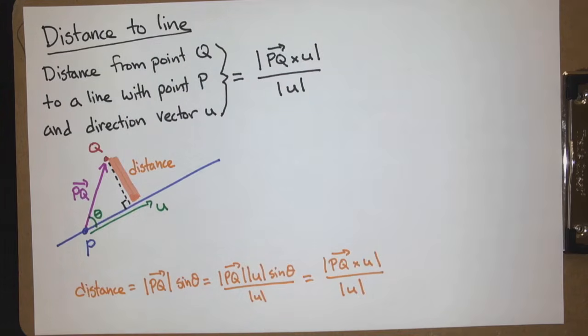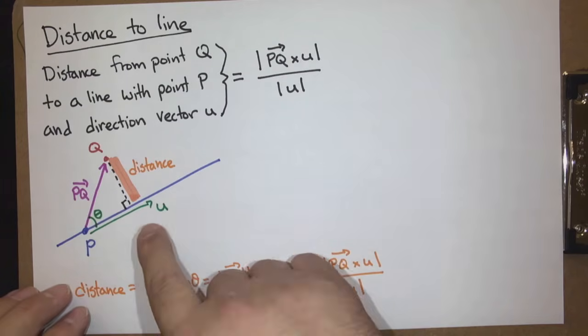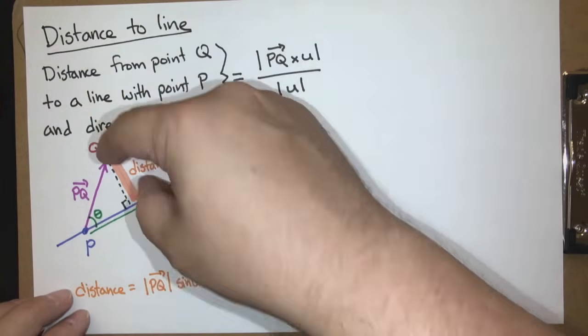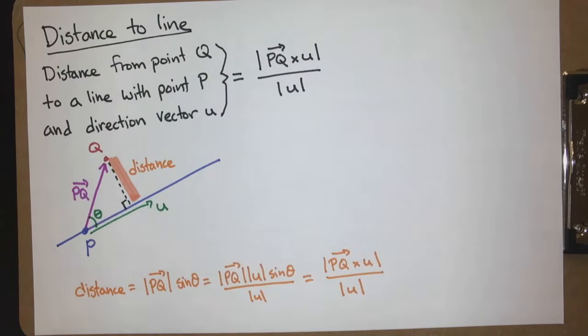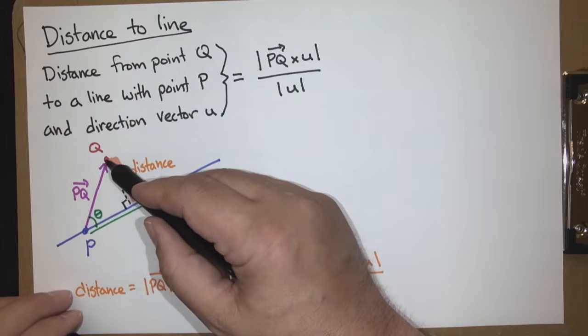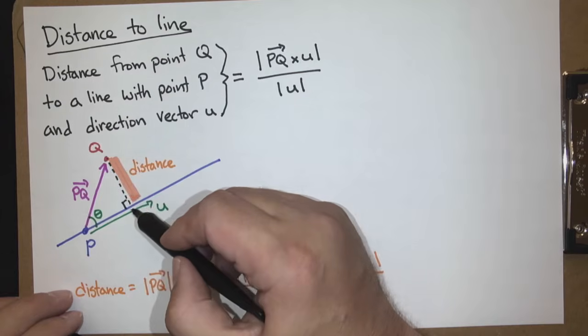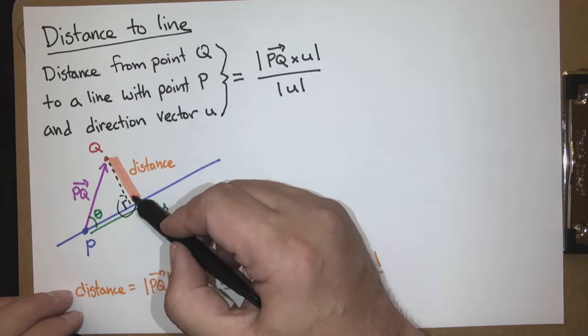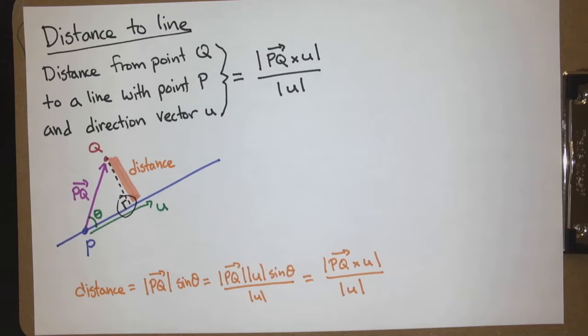Now, it's not obvious that the cross product should have anything to do with this. But think of the picture. So, what do we want? Well, we want the distance. And whenever we think of distance, you should always think of, if I go from the point Q to wherever I'm trying to get closest to, there's this right angle involved. Right angle is an indication of optimization.